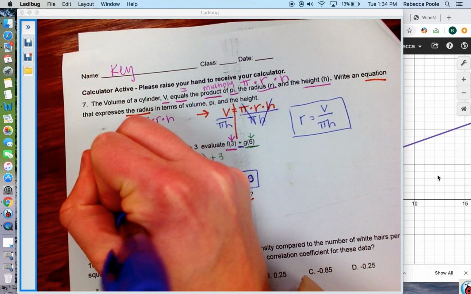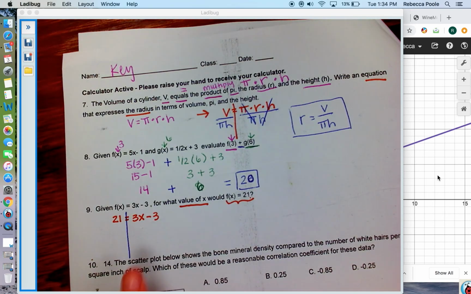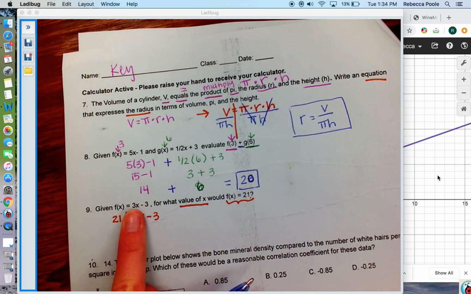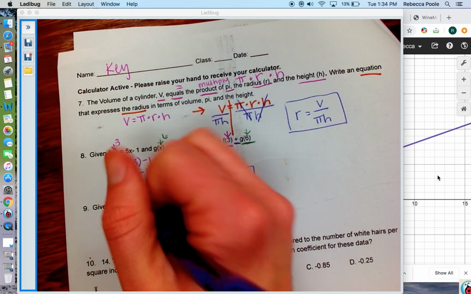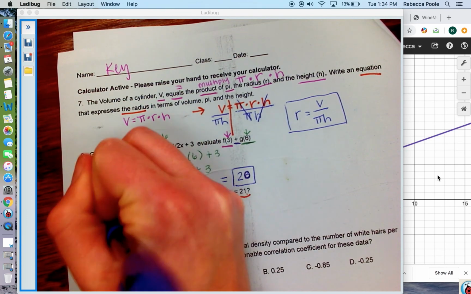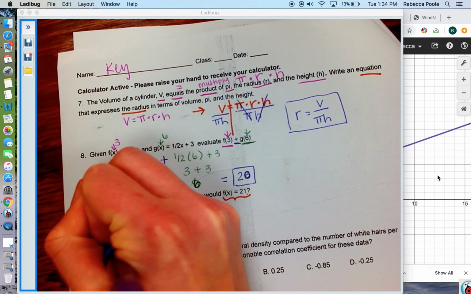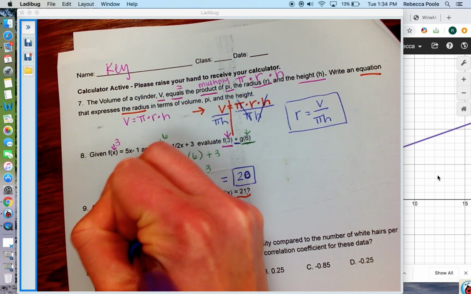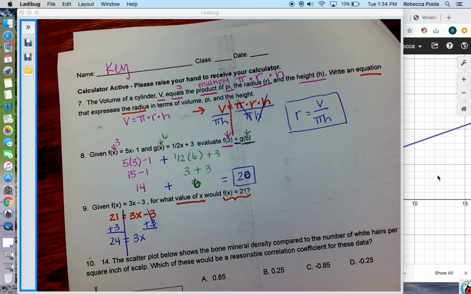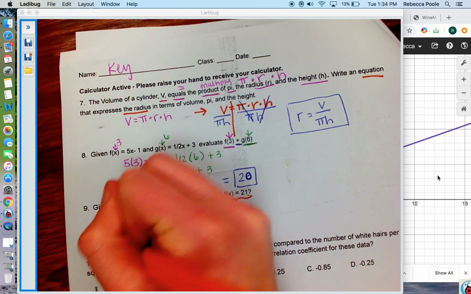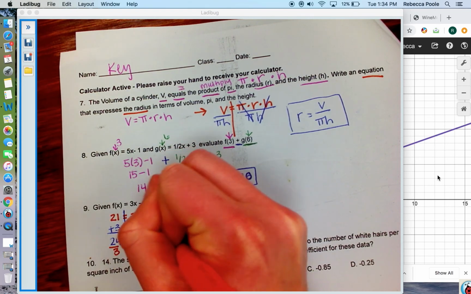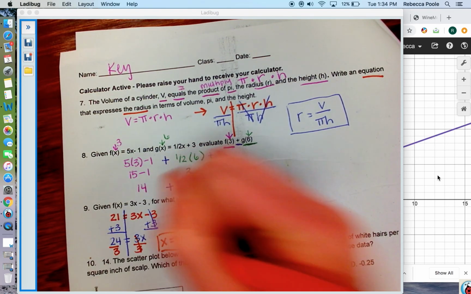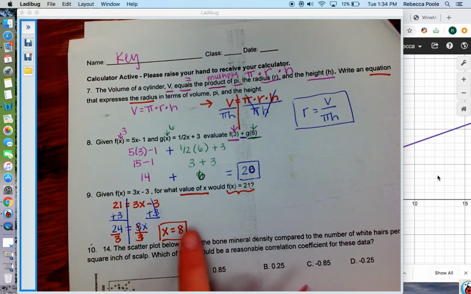So first I'm going to draw my wall. Then I'm going to cover my x. I need to move a -3 by adding it. What you do to one side, you do to the other. So this is 24 equals 3x. And now if I divide by 3, you get x equals 8. So the answer should be 8.